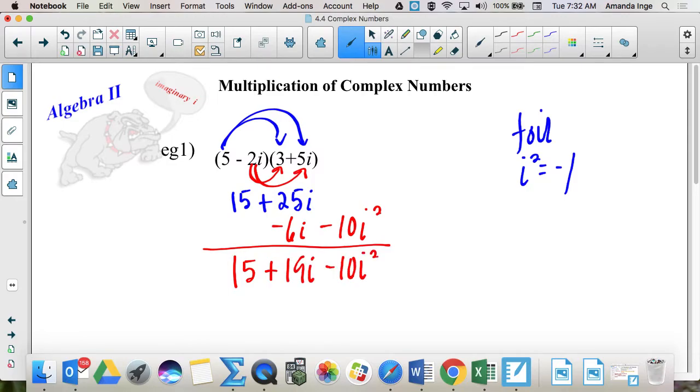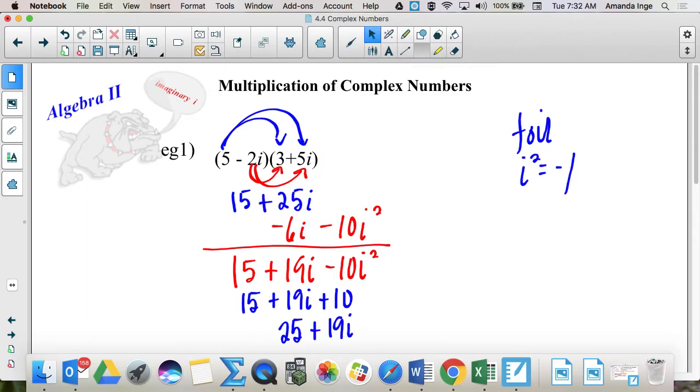But remember, i squared is equal to -1. So this is really 15 plus 19i plus 10. So I get 25 plus 19i. So when you multiply these together, you need to remember, once again, you need to remember to FOIL, and you need to remember that i squared is equal to -1.